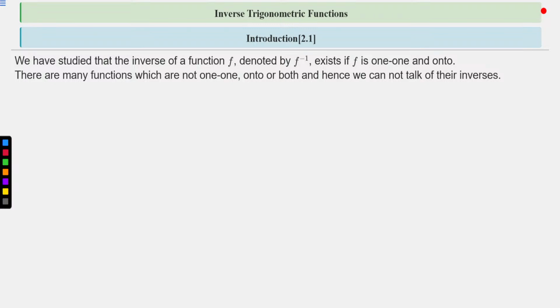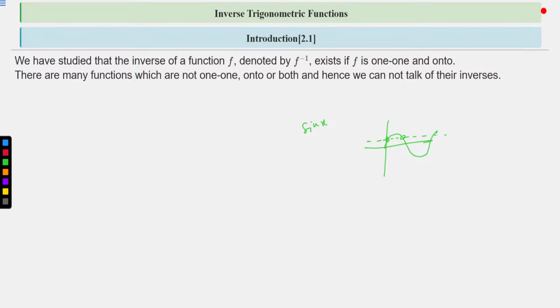Now there are many functions which are not 1-1, onto, or both, hence we cannot talk of their inverses, right? Suppose you take sin x. The graph of sin x is this one. So sin x in its domain is not 1-1, because if you draw any line parallel to the x axis, it will cut the curve at more than 1 point. So sin x is not 1-1 in its domain, right?